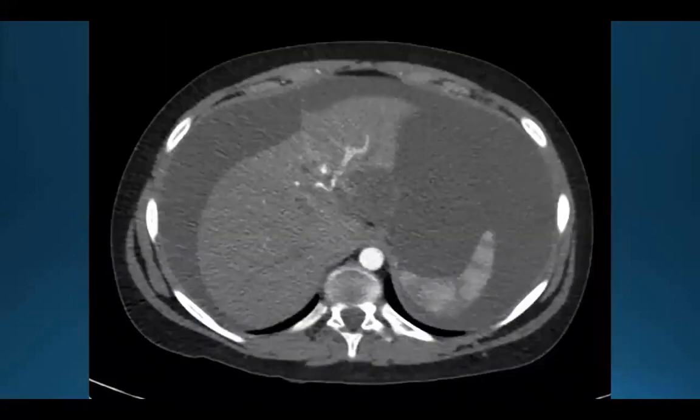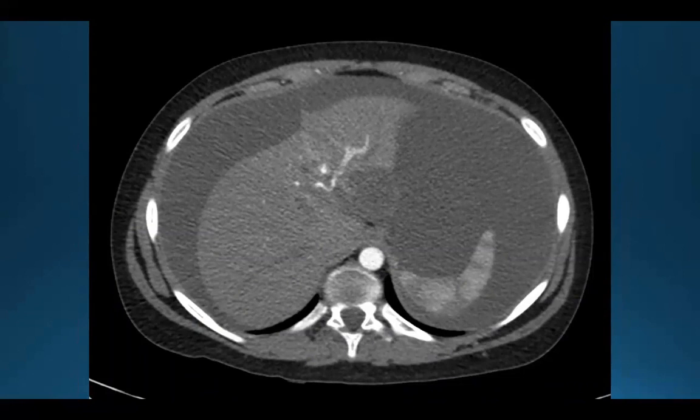This is a little bit more caudal slice on the same patient, same exam. And what we're looking at here is during this very good arterial phase, you see opacification of the left portal vein. That indicates an arterial portal fistula.